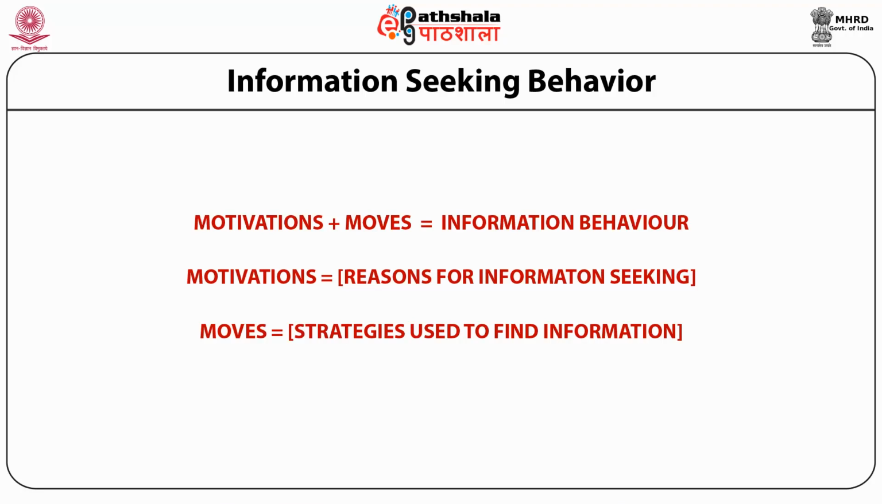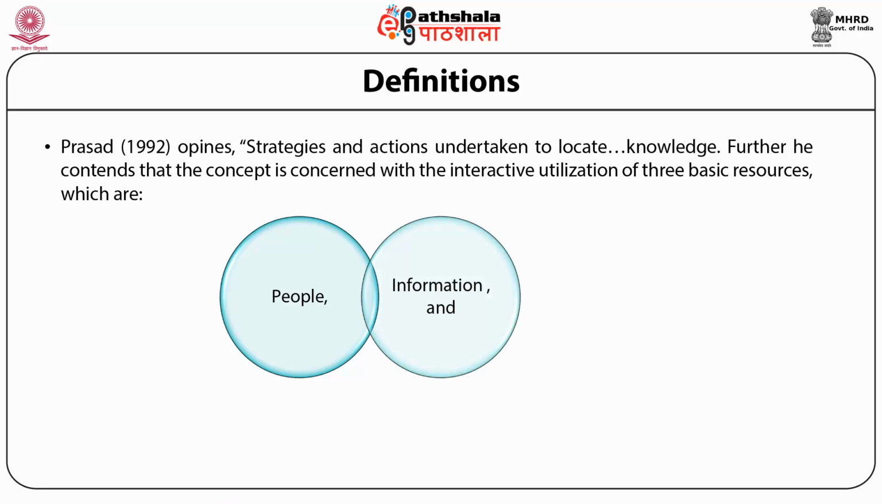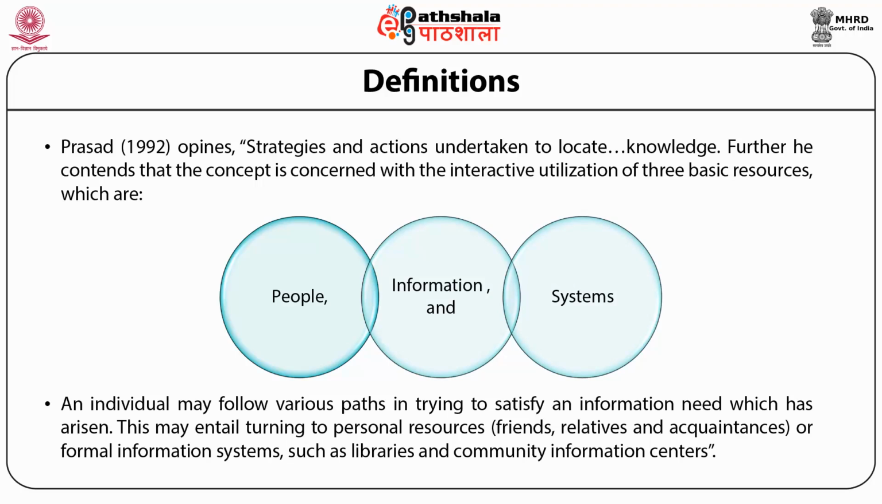Some definitions are needed before we go further. According to Prasad 1992 of NICE, information seeking behavior refers to strategies and actions undertaken to locate knowledge. Further, he contends that the concept is concerned with the interactive utilization of three basic resources, which are people, information, and systems. An individual may follow various paths in trying to satisfy an information need which has arisen. This may entail turning to personal resources, friends, relatives, and acquaintances, or formal information systems such as libraries and community information centers.